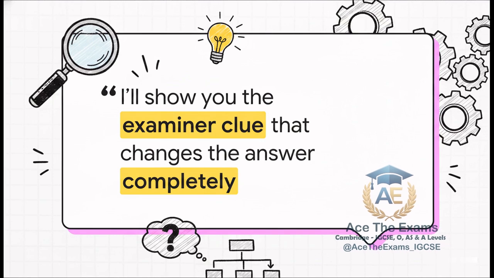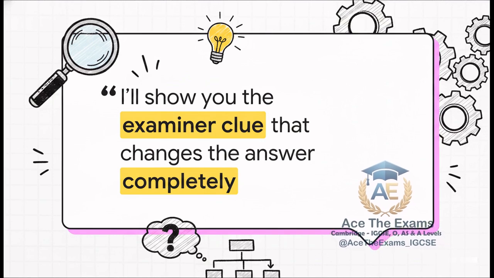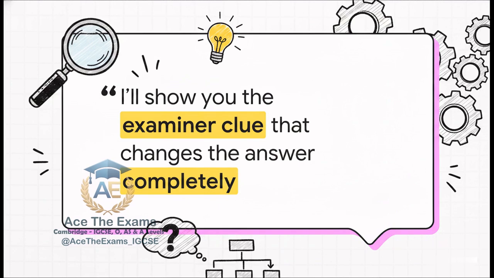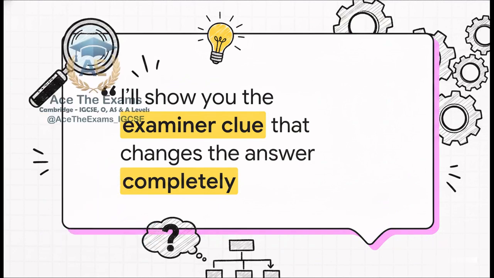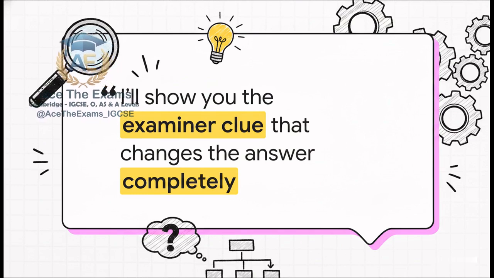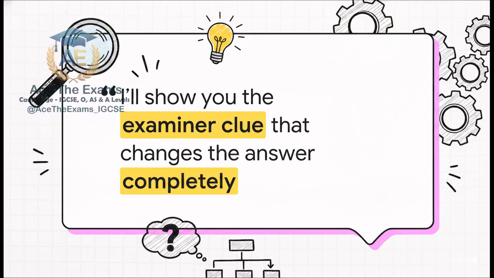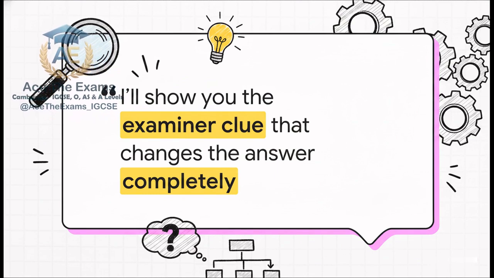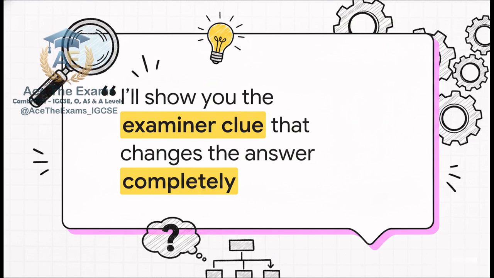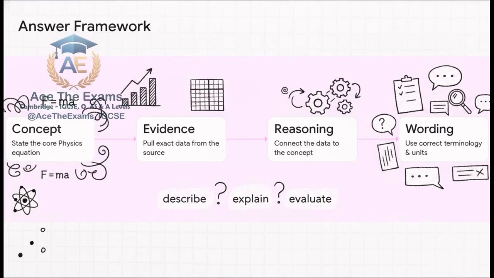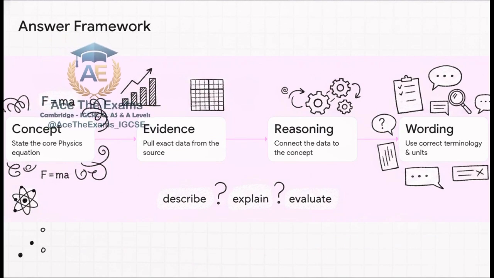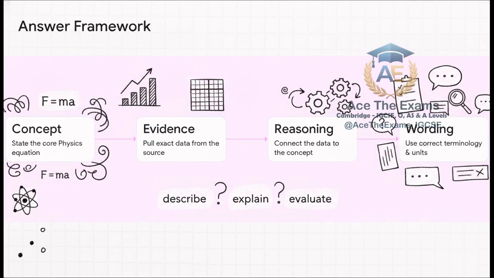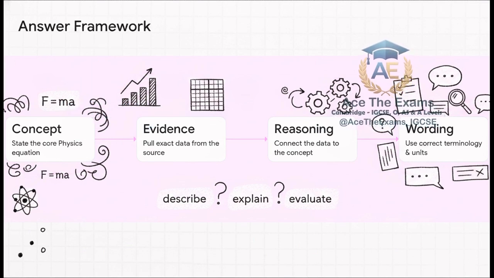In a moment, I'll show you the examiner clue that changes the answer completely. But first, you need the framework that makes that clue obvious. I want you to keep this secret tucked in the back of your mind. There is a very specific trigger in the exam paper that dictates exactly how your final answer must look. But if you don't have a systematic way of writing your responses, you are going to completely miss it. So let's build that system right now. This right here is the definitive, logical sequence you must use to construct top-band answers that actually fulfill those tricky Cambridge command words like describe, explain, and evaluate.